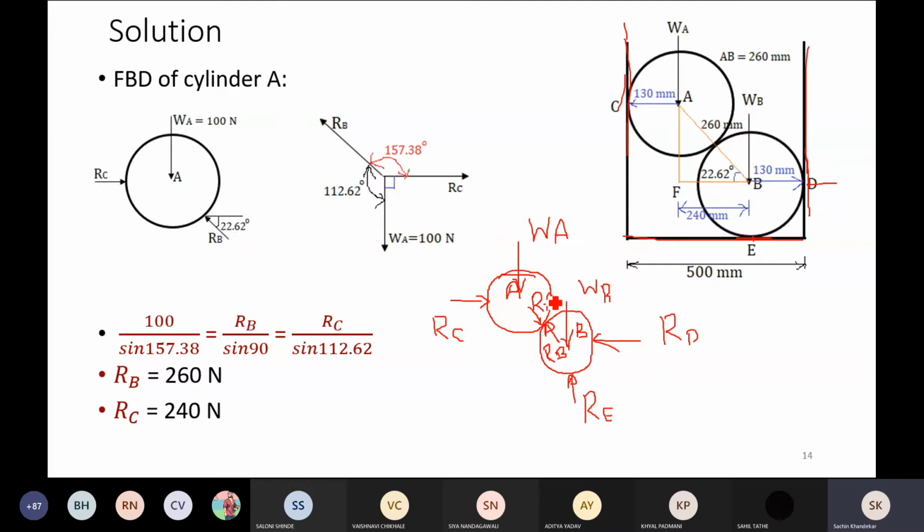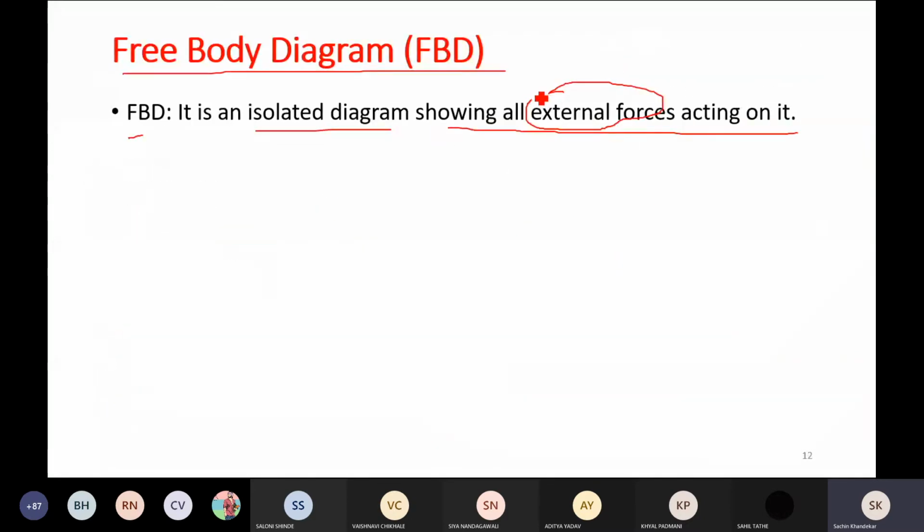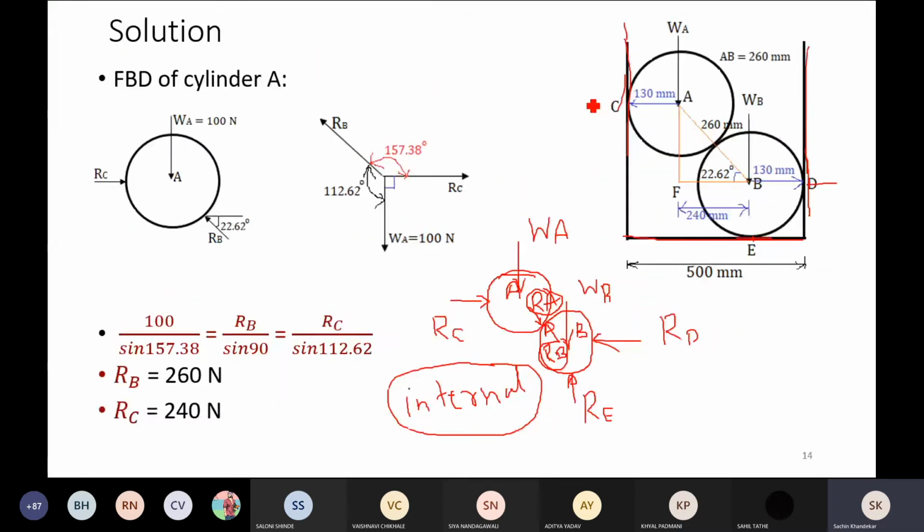So this RA and RB, as per Newton's third law of motion, are equal, opposite and collinear, and hence they get cancelled. So they become an internal force. On an FBD, we are not going to show any internal force, only the external forces acting on the body. That's a very, very important conclusion.